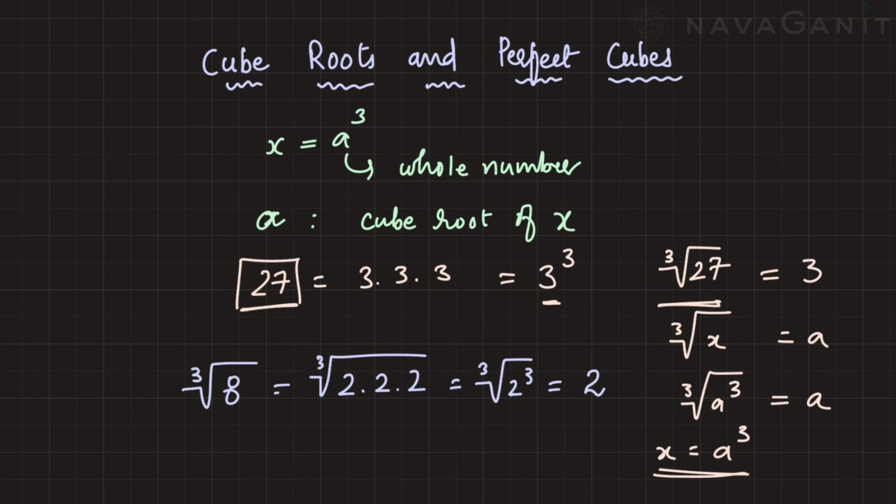Similarly, what is the cube root of minus 8? This would be minus 2. Why? Because minus 2 cubed is minus 8. So whatever the original number is, the cube root will preserve the sign. If the original number is minus 8, the cube root is minus 2. If the original number is positive, say plus 8, the cube root is positive, that is 2.